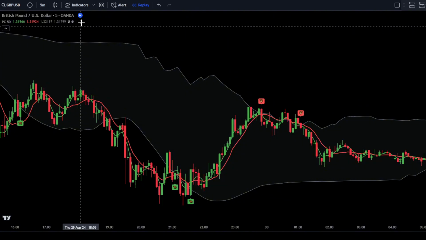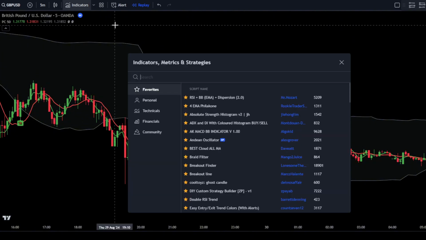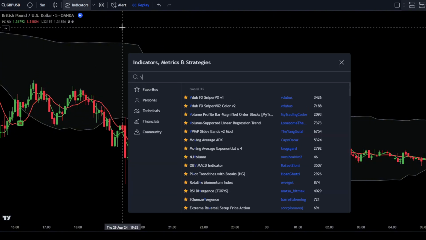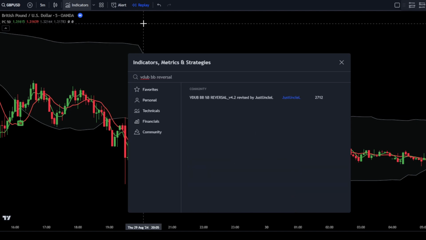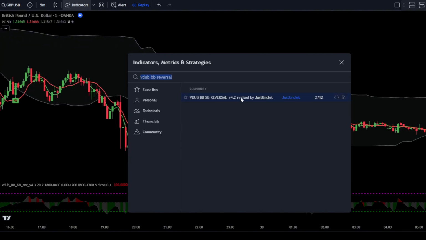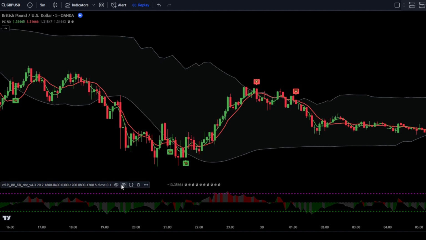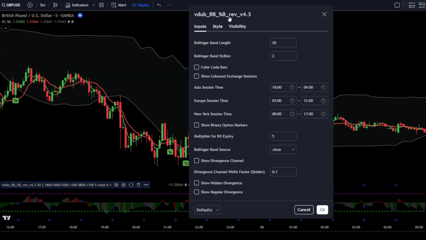Go to the Indicator Search tab and type in VDUB BB Reversal. Then, select VDUB BB Reversal by JustUncleL. Next, let's configure the indicator. In the Input tab, change the Bollinger Band length to 25. Also, change the Bollinger Band standard deviation to 3.